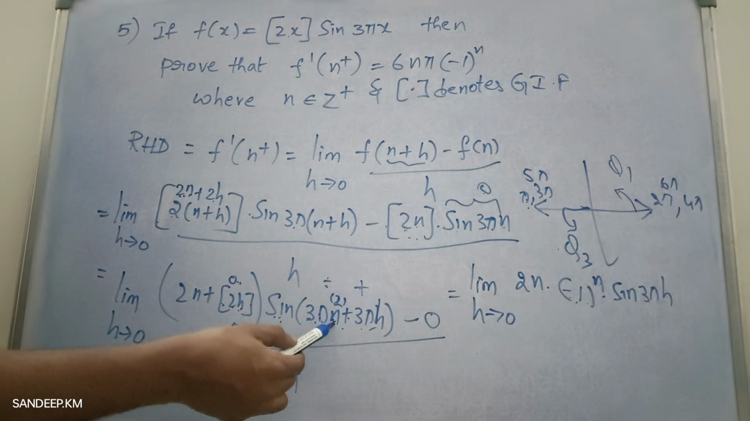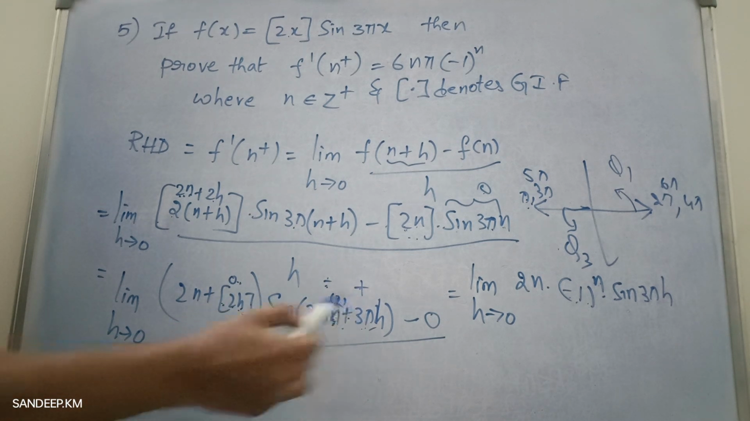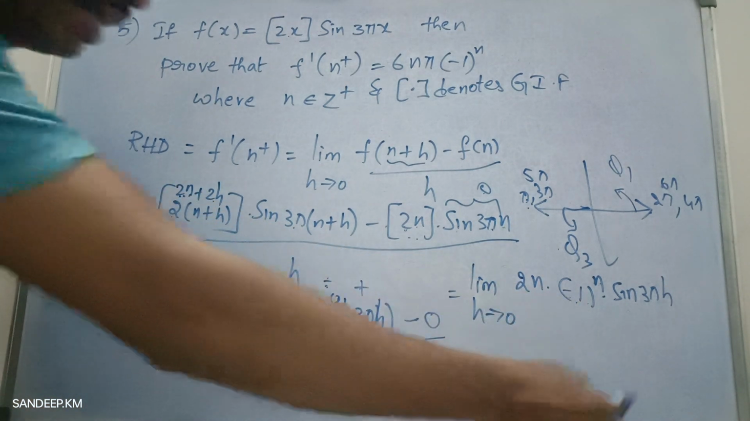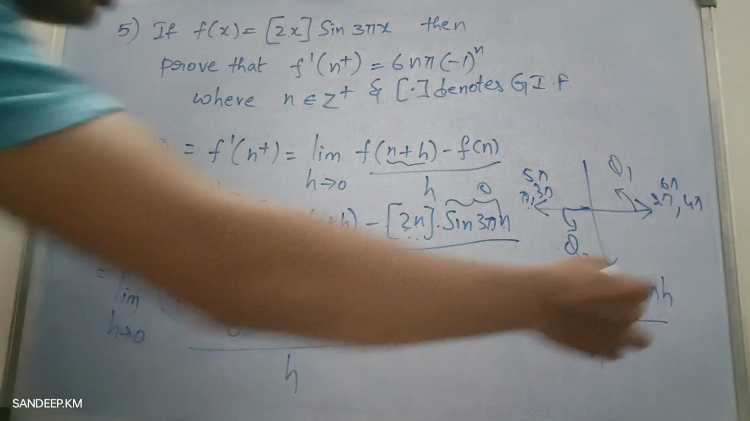Because if n is an odd number, I will get a minus sign, 3 pi h. If n is an even number, I will get a plus sign, 3 pi h. So I have written this. I hope you will understand this. The whole is divided by h. And what is this, dear students?